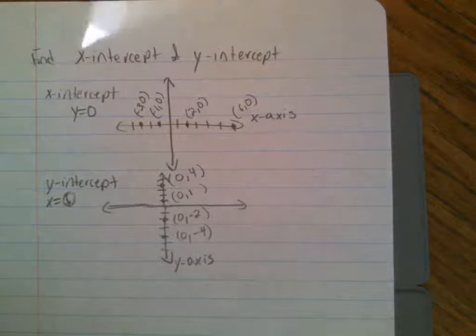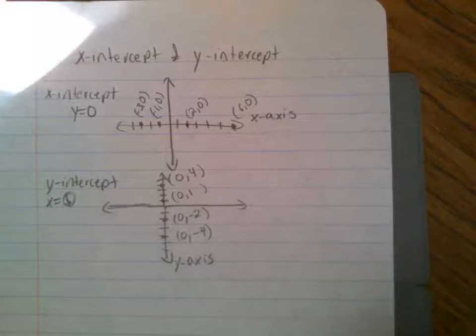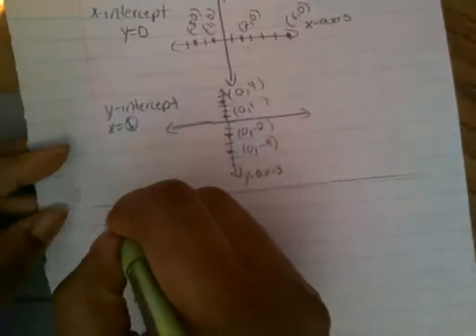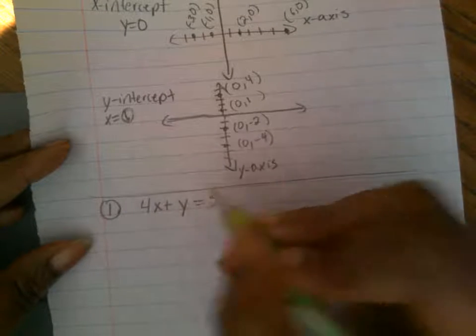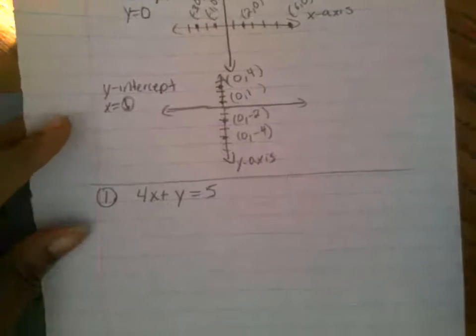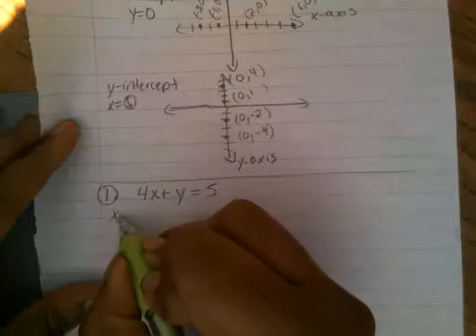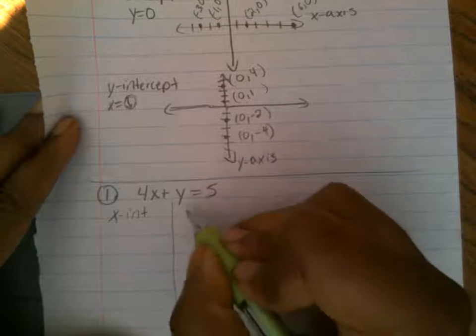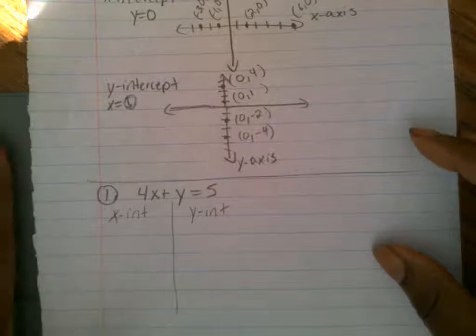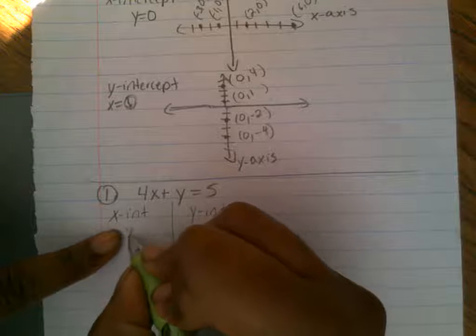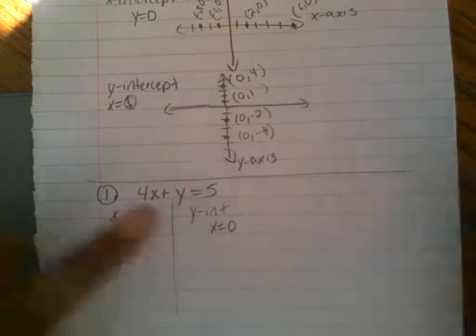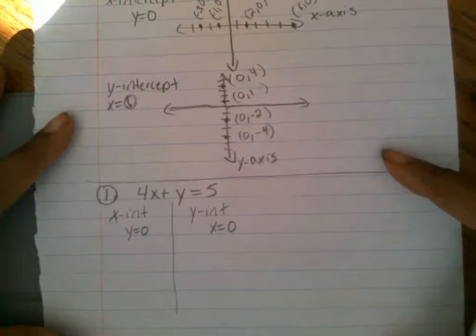So now we're going to apply this logic to the problems that you have to do in your independent practice. Number 1, you have 4x plus y is equal to 5, and you have to find the x and the y intercept. So I'm going to abbreviate and put x-intercept here, y-intercept here. Please make sure that you're listening. You can write it down later. To find your x-intercept, your y is equal to 0. To find your y-intercept, your x is equal to 0. Any questions about the logic so far?